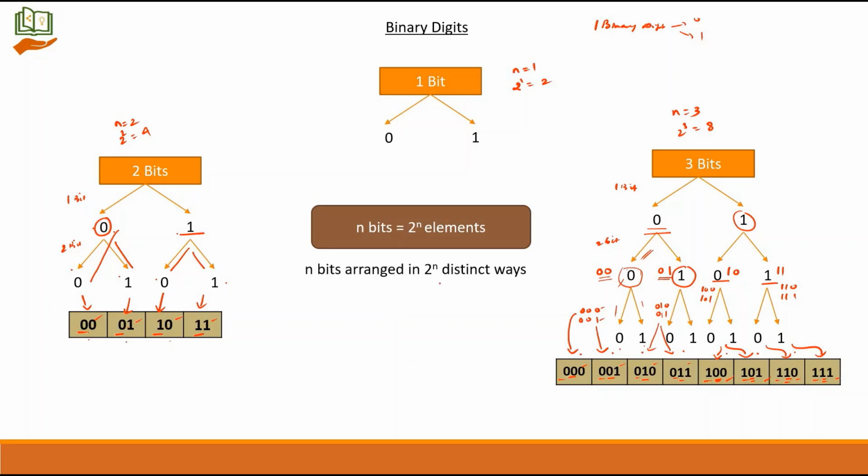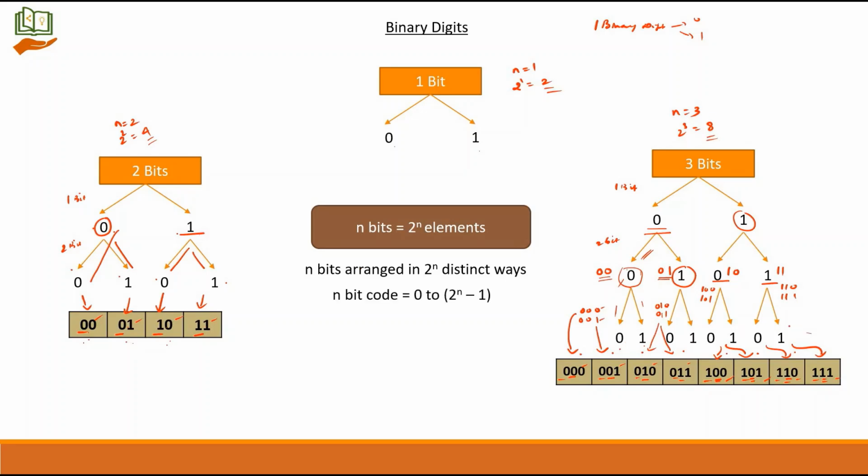N bits are arranged in 2 power n distinct ways. There are only 2 digits involved here, 0 and 1. But in how many ways are they arranged? They are arranged in 2 power n ways. So here they are arranged in 2 ways, one as the 0 and the other as the 1. Here they are arranged in 4 ways: 0, 0, 0, 1, 1, 0, 1, 1. Here they are arranged in 8 ways, as we see below.